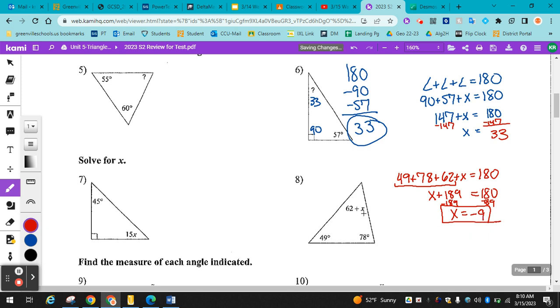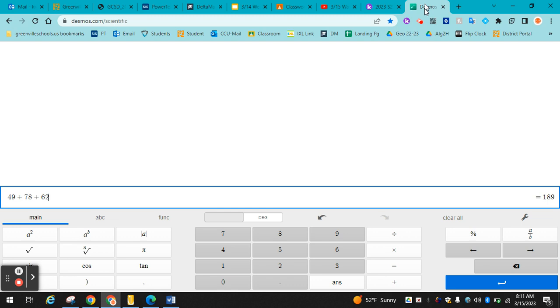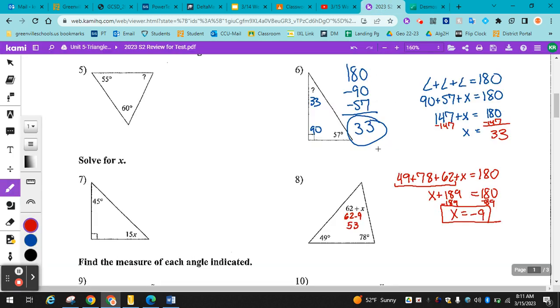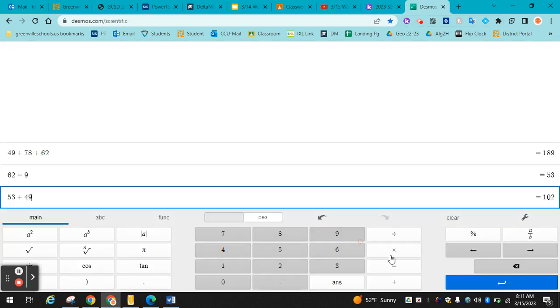Well, if it's negative 9, 62 minus 9 is 53. Let's just make sure. 62 minus 9, doing things in my head. It's 53. And then we can check, is 53 plus 49 plus 78 equal to 180? And it is.